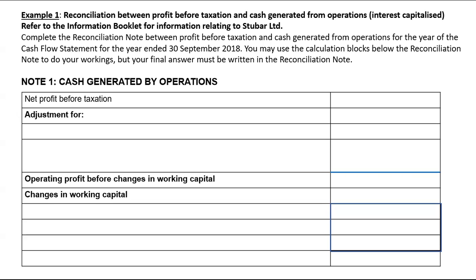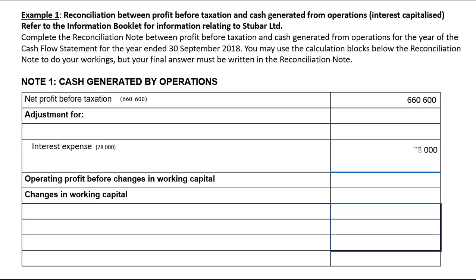I will simply start with my profit before tax, which was given. So that was an easy mark to earn. You were also given interest expense, which was quite easy as well. Your interest expense was 78,000 rand. We are missing depreciation though.